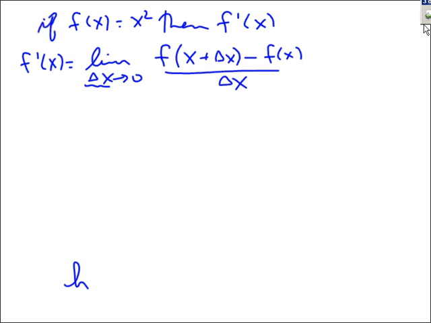Okay, now, to calculate the derivative, it's basically all algebra, except you keep writing down the word limit, which is calculus. Now, what you want to do is eventually factor out delta x from the top, and then cancel it out with the delta x factor in the bottom, and then plug in 0 for delta x. And when you plug in 0 for delta x, then you don't write limit anymore.